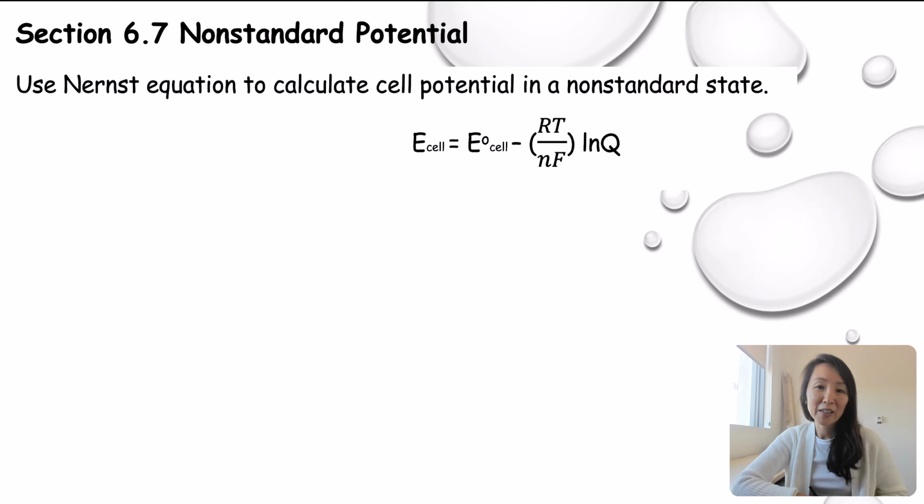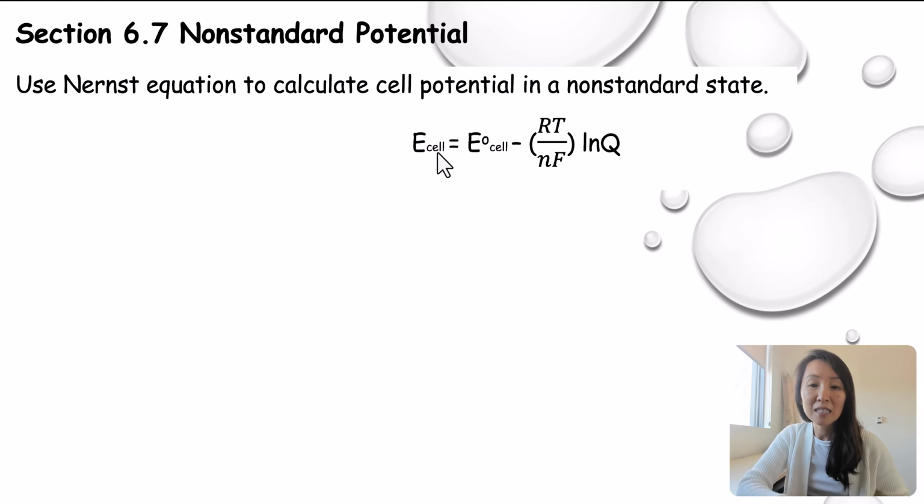How do we calculate a cell potential when it's in a non-standard state? Say it's not at 25 degrees Celsius, or you're looking at a pressure that is not at 1 atm, or maybe some solution is not at 1 molarity. What do we do? Then we utilize the Nernst equation to calculate a cell potential in the non-standard state.